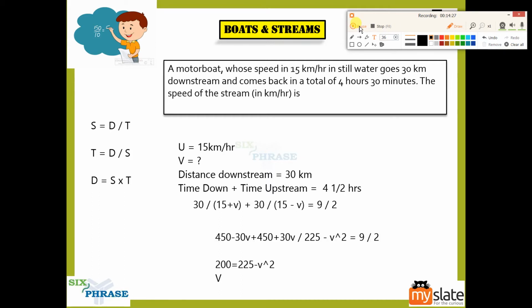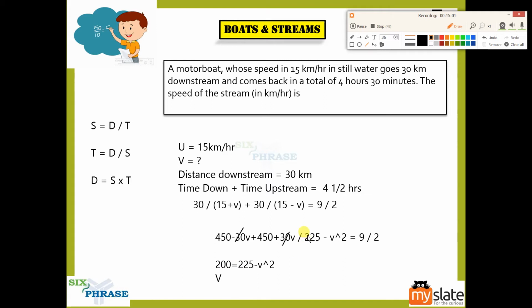So I've just taken the LCM, guys. If we do the LCM, I'll get 450 minus 30V plus 450 plus 30V, and this is a plus b into a minus b, so you can write it as a square minus b square. Now the 30V and minus 30V get cancelled, so you'll be left with 900. You have a 9 here, so 9 and 900 cancel and it becomes 100. If this 2 is taken here, 100 into 2 becomes 200.